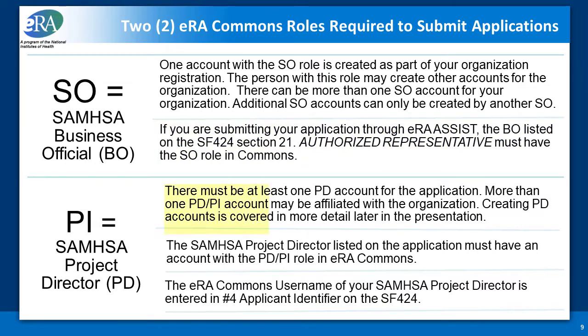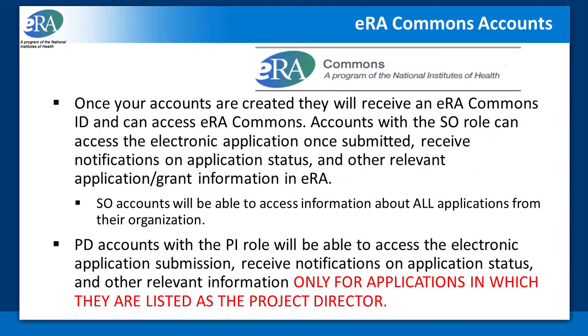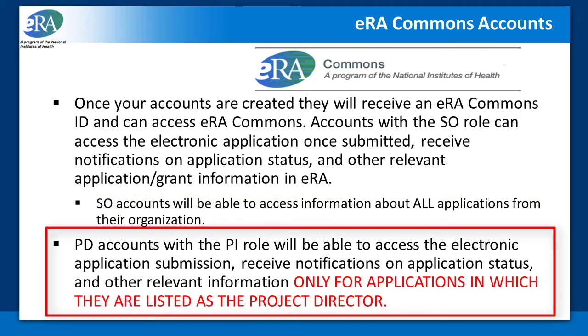You will also need at least 1 PI account. The project director must have an account with the PI role in ERA Commons. The application identifier on your SF 424 form will be the Commons account username of your SAMHSA project director. Signing official accounts held by your business official or any other individuals in your organization with an SO account will be able to access information about all of your applications from your organization, and any grants awarded, if applicable. Any PI accounts, or project directors, will only be able to access applications for which they are listed as a project director, and any grants awarded for those applications, if applicable.